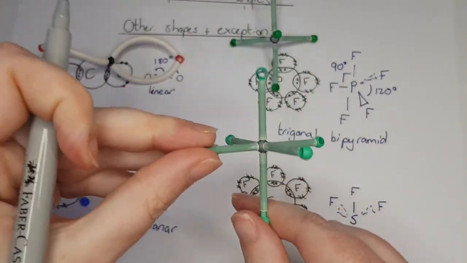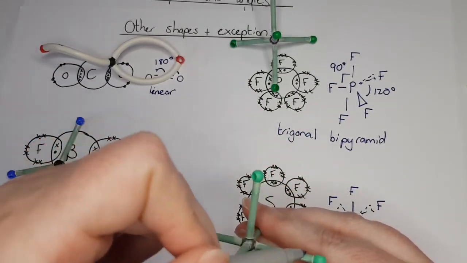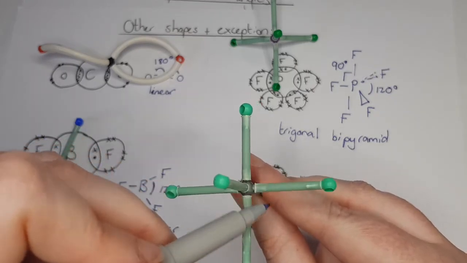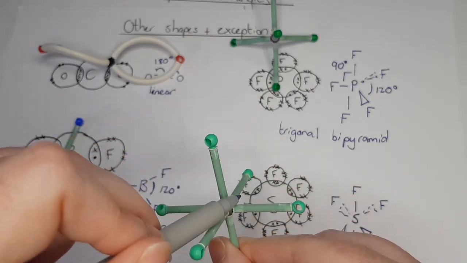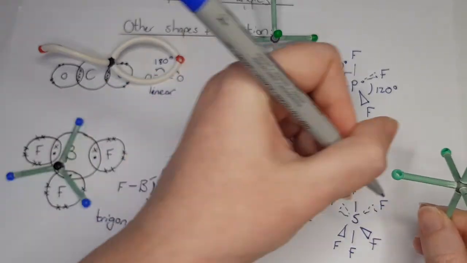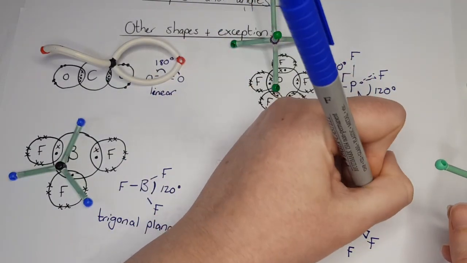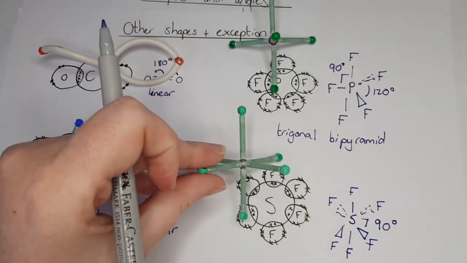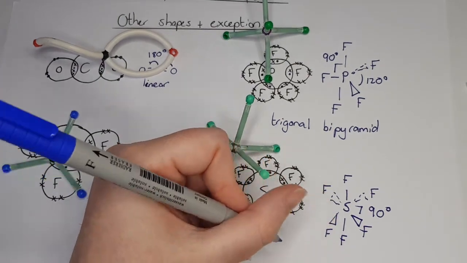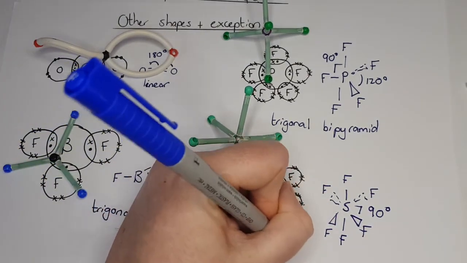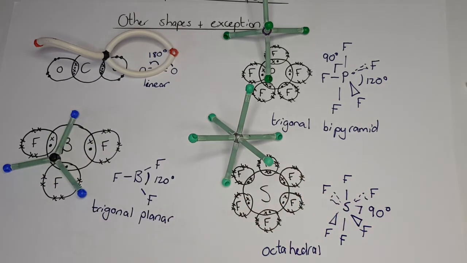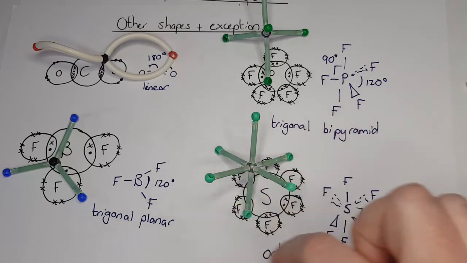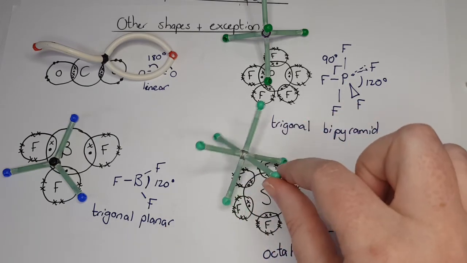So now with this molecule, I can see between each of those, because there's 4 of them, it's going to be 90 degrees. And between there, it's also 90 degrees. So all the angles between every single one is going to be 90 degrees. And a shape like this, I then call octahedral. So again, it doesn't matter. It doesn't have to be sulfur with fluorine. It could be anything as long as there is 6 atoms around there.